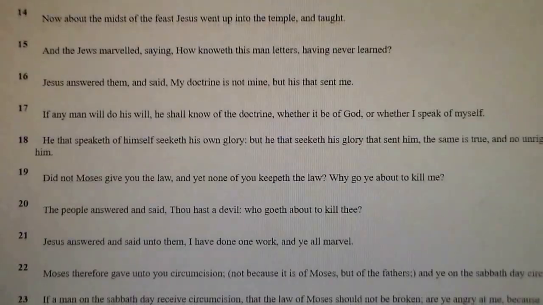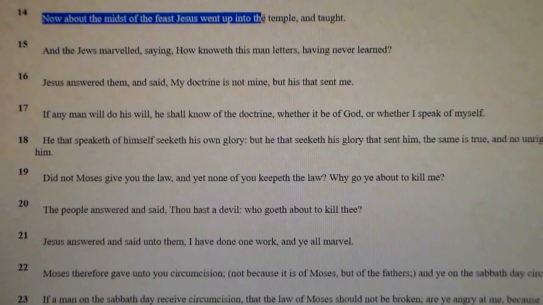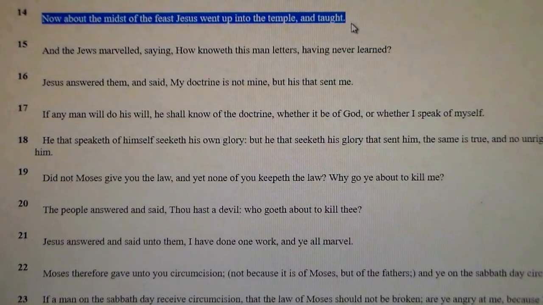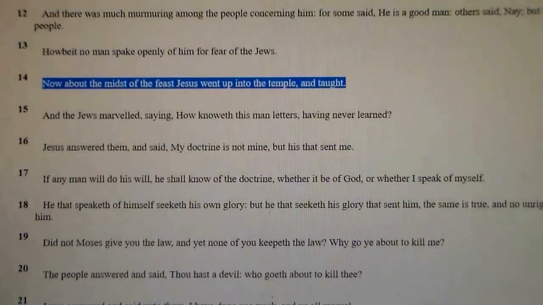And look at verse 14. Now about the midst of the feast, Jesus went up into the temple and taught. Remember, when did Jesus start his ministry?